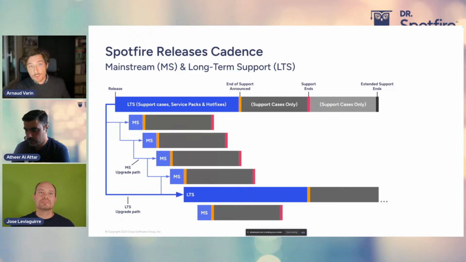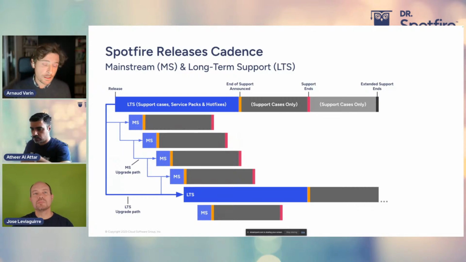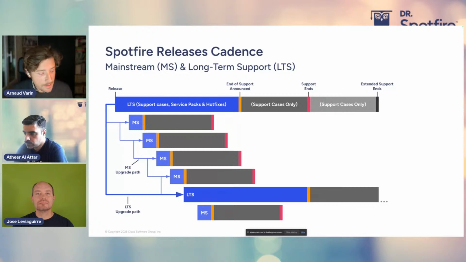All right. Last month we released Spotfire 14.0 LTS, just to make sure everyone knows about our two different release cadences. We have the long-term support releases, released approximately every year, somewhere in September, and the mainstream releases, which are released more often, around every 2 months. So the latest LTS is 14.0, released last month.